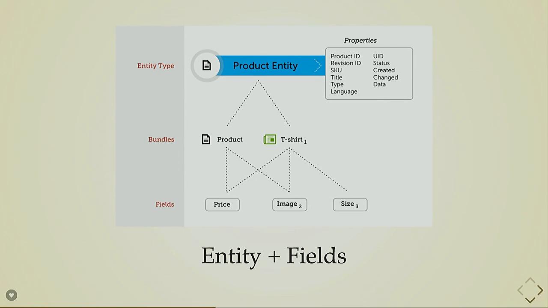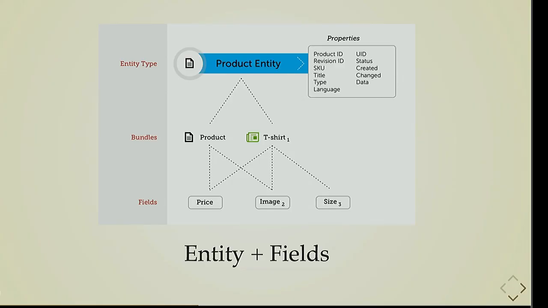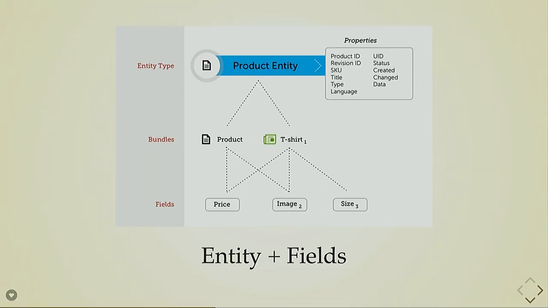Okay, about the data model again. We have entities and we have fields, and we can compose any data models we want using entities and fields. Like in this example, we can compose a product entity which will consist of several attributes like product ID, revision ID, and so on. We can also have several bundles of products like a default product and a t-shirt. Each can have its own set of fields, like here, price, image, and size, and so on.